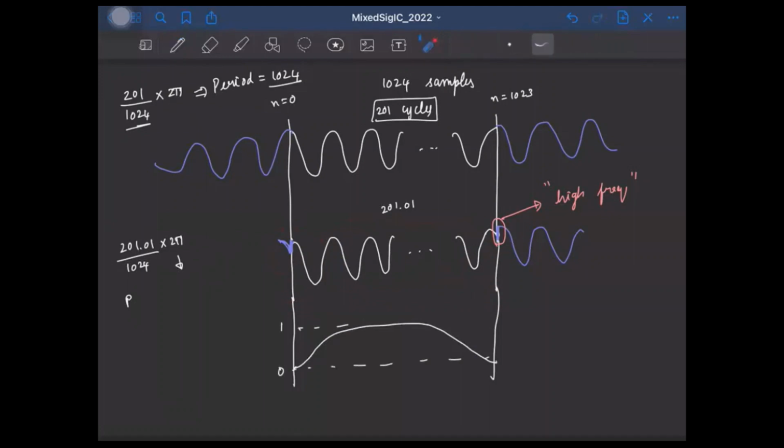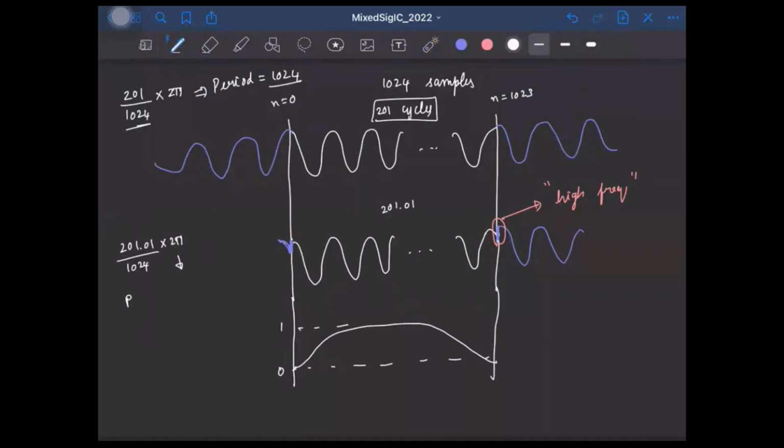So it gives very little weightage to the samples at the end, right? And gives maximum weightage to the samples in between, okay? So if we do this, these discontinuities around the edges will reduce significantly, and we hope that the effect of FFT leakage will also reduce eventually, okay?